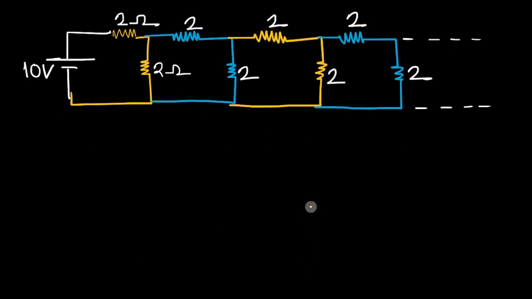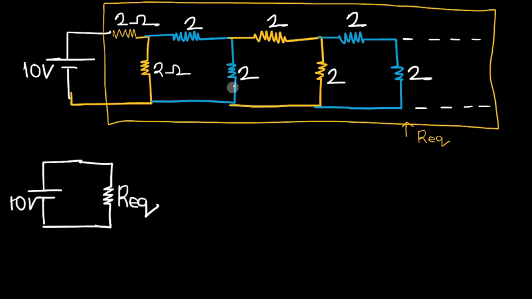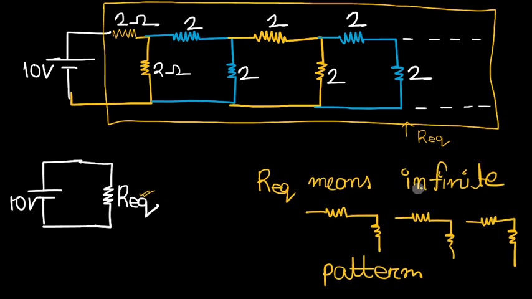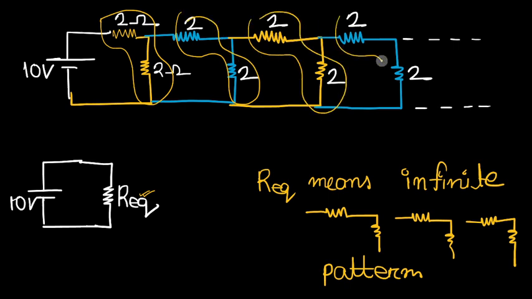So let's start. Okay, so let me draw a box here, and let's say that the equivalent resistance inside this box is equal to R equivalent. So I can write R equivalent instead of this part. Now you have to understand what is R equivalent. If you observe carefully, you will have these patterns, infinite patterns, right? R equivalent consists of infinite patterns of this type. So R equivalent means infinite this type of patterns.